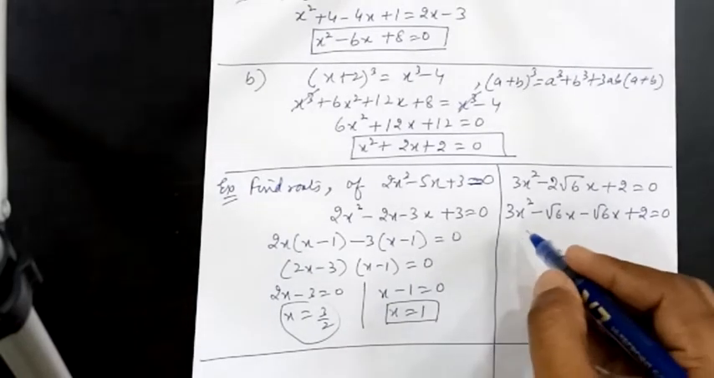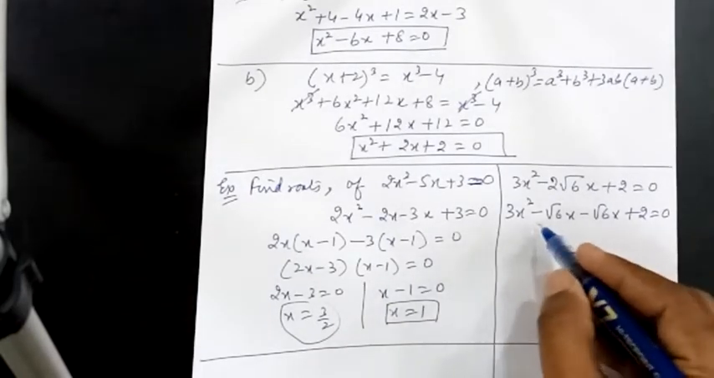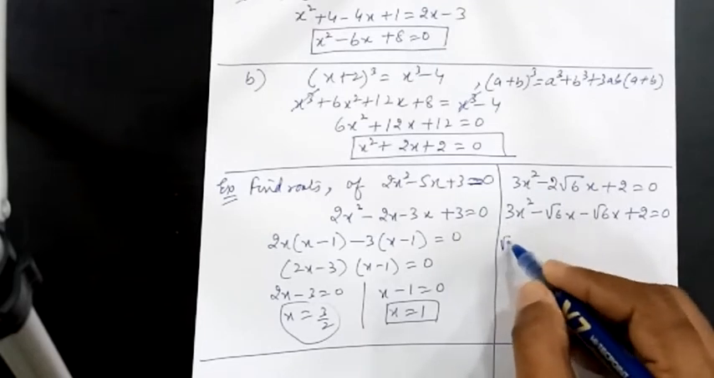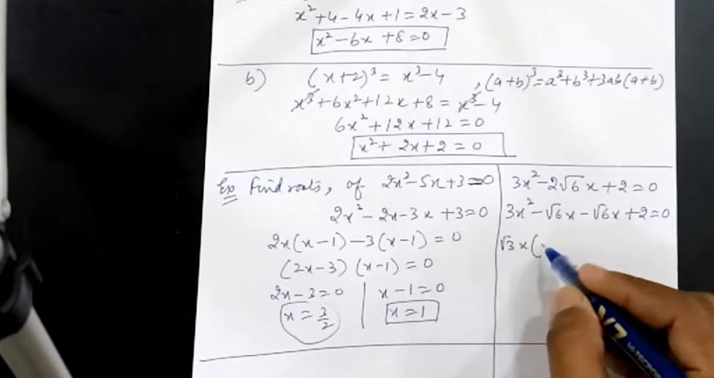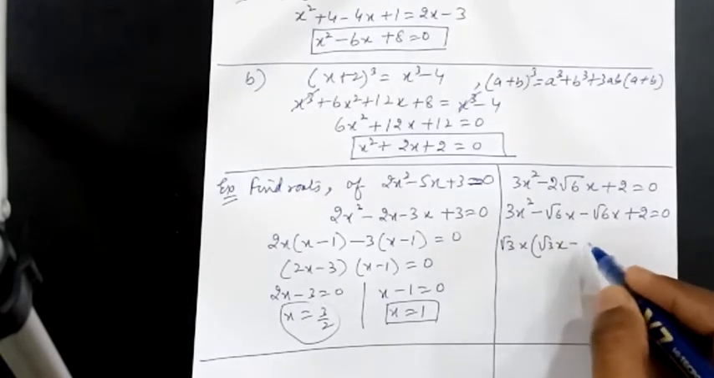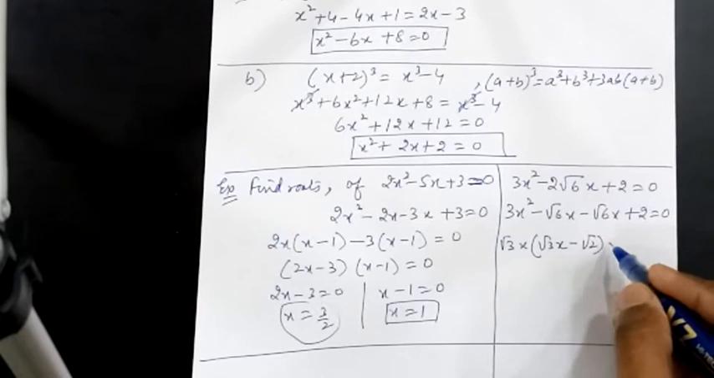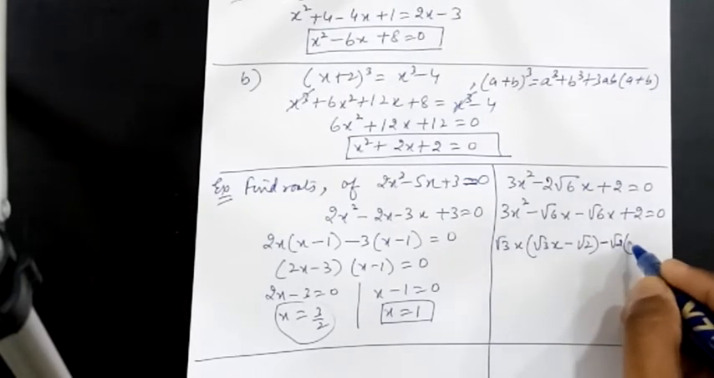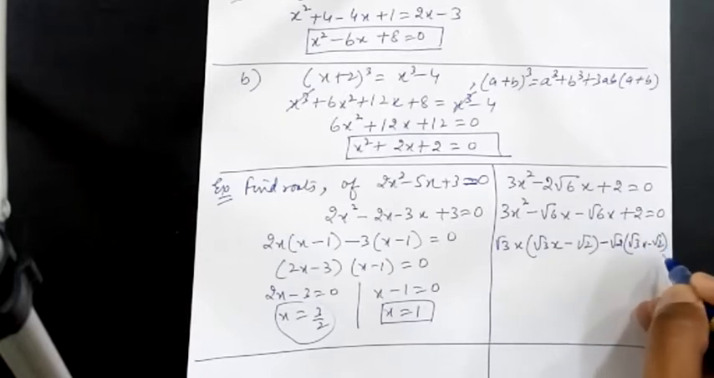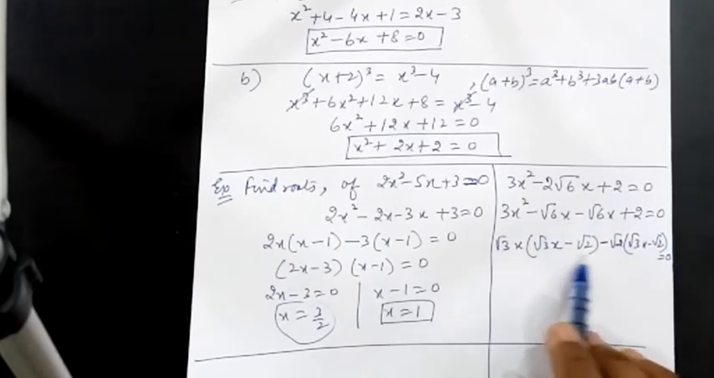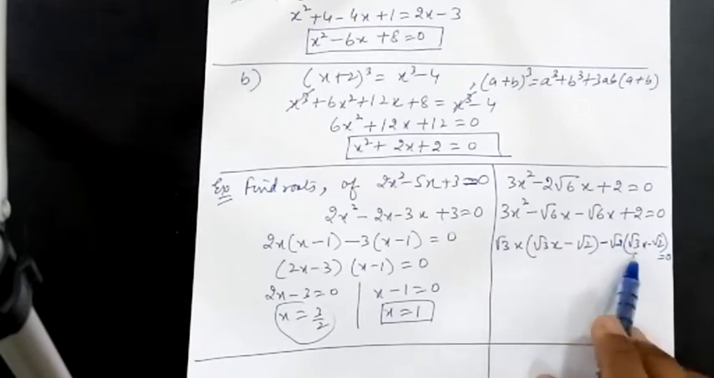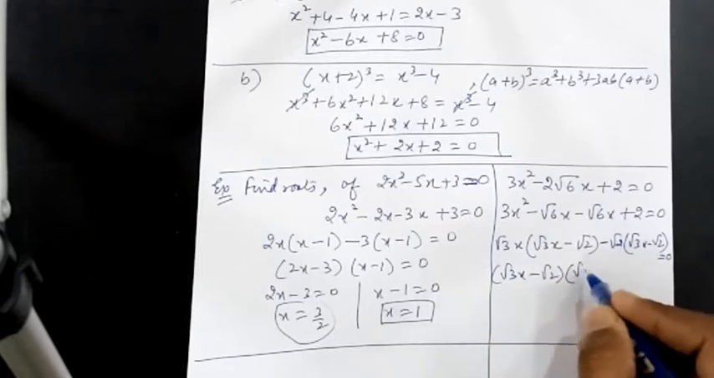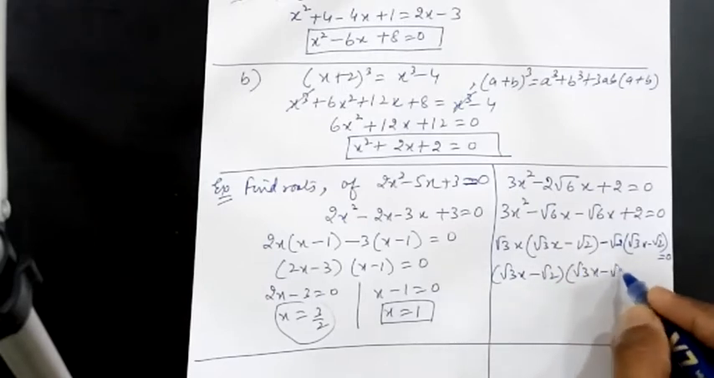Got it? So what you can do is just take common from these. Root 3x will be common, so root 3x remains here and only minus root 2 remains here. Similarly, what you can get common from here is minus root 2, and similarly root 3x minus square root 2 equal to 0. Both these two factors should be same. So root 3x minus square root 2, root 3x minus square root 2.